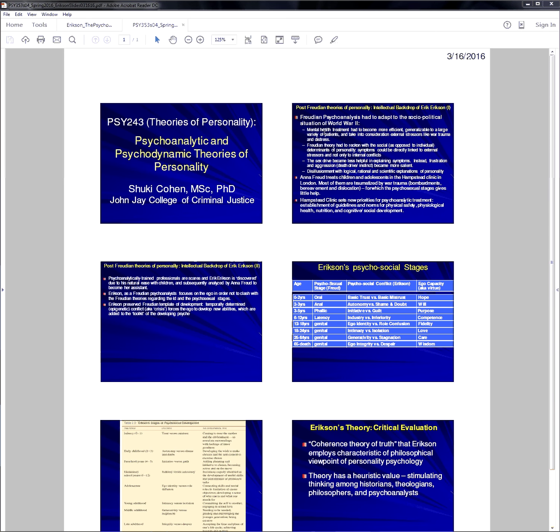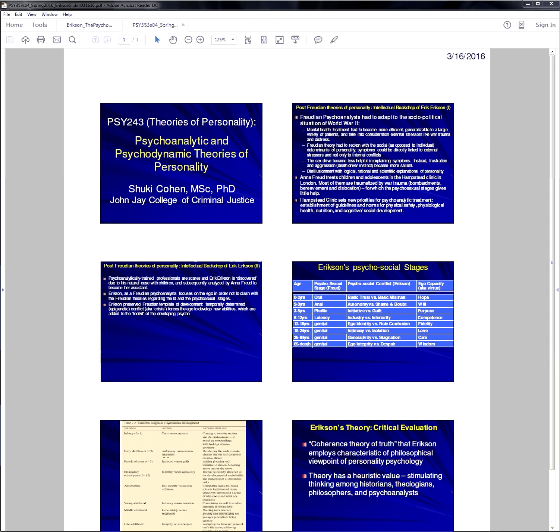By now, you should have read pages 151 to 167 of Barbara Engler's textbook concerning Erikson. You also should have gotten the slides. Most of the slides are from our class discussion of the intellectual context of Erikson, especially as a post-Freudian or neo-Freudian, some people would say, and the psychosocial stages, of which we have covered the first two, corresponding to the oral and anal stage of Freud.